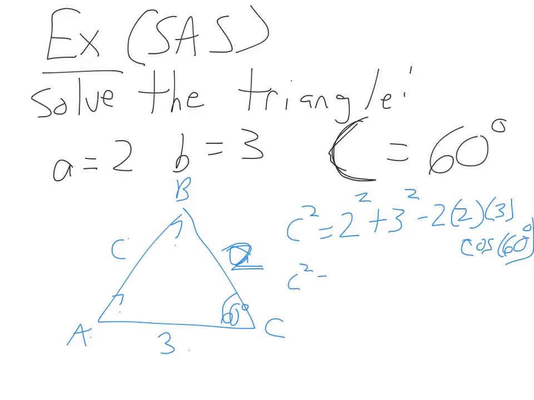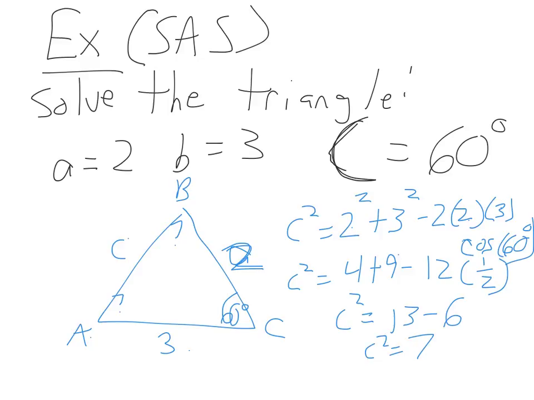Then C squared is equal to 2 squared is 4, 3 squared is 9, so 4 plus 9, then minus 2 times 2 is 4 times 3 is 12, and then cosine of 60 is, I believe, 1/2. So C squared is equal to 4 plus 9 is 13, minus 6, because half of 12 is 6, so C squared is 7. So C is equal to the square root of 7.